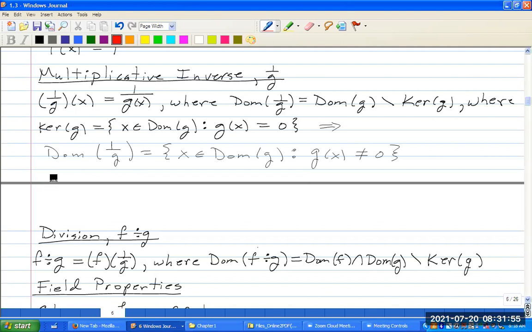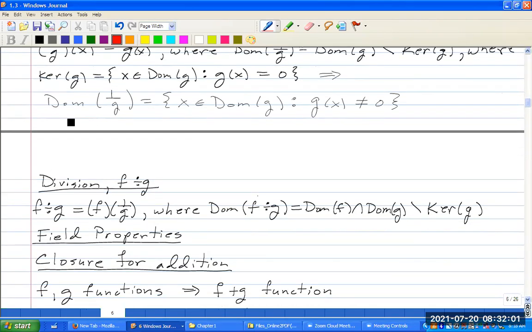So let me actually write this out explicitly. The domain of 1 over g is the set of all x in the domain of g such that g of x is not equal to 0. So again, the only way you can really define 1 over g of x is if x is in the domain of g, so that g of x makes sense, and g of x is not 0, otherwise you can't divide by 0. So if g of x were 0, then you'd be trying to divide by 0, and you don't want to do that.